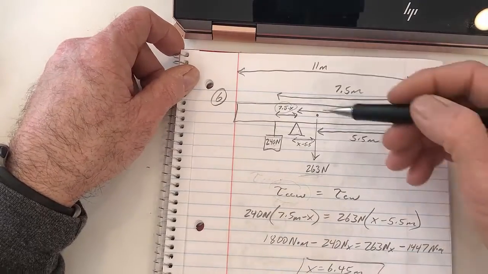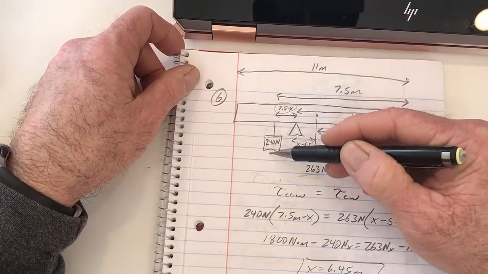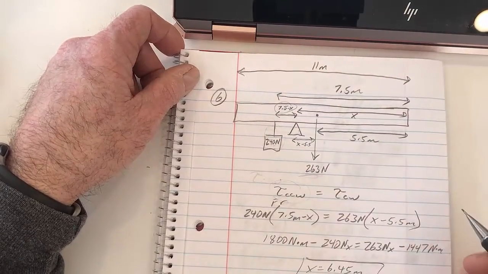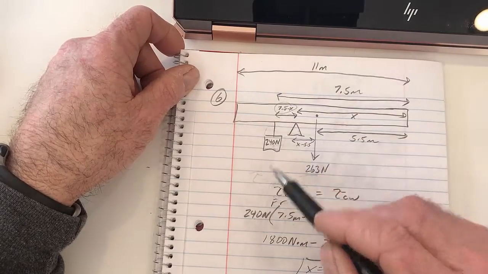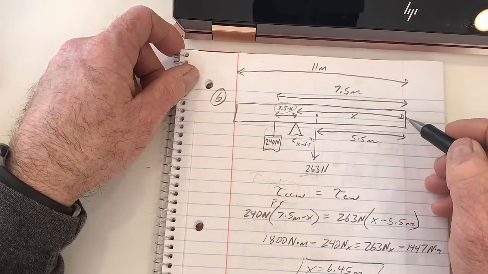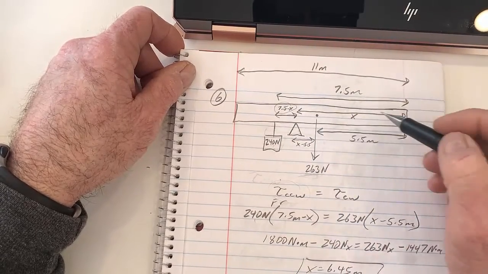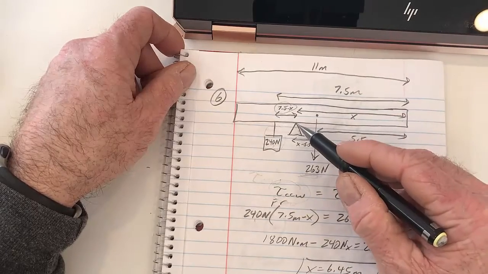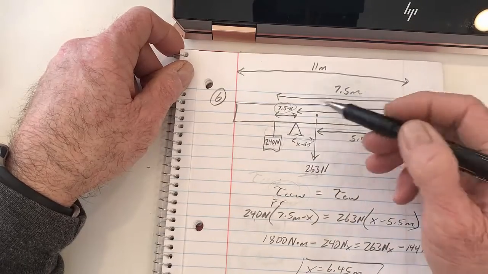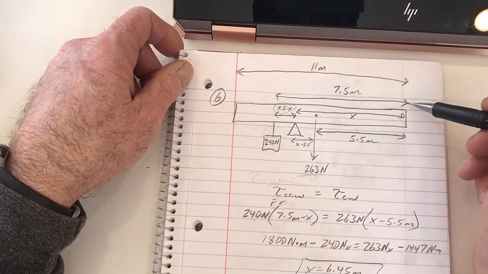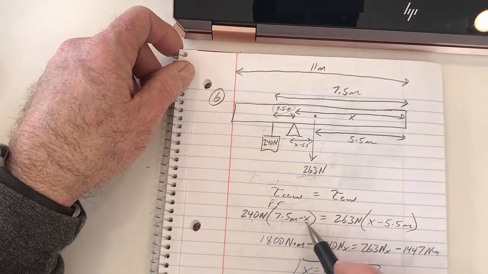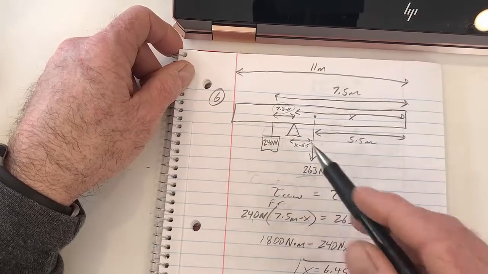So the counterclockwise torque, if the fulcrum is here, is going to be caused by this weight. So that's the force. Torque is force times radius. And the force is 240 newtons. I need to know this distance. So I'm saying x is the distance from the fulcrum to the right end of the beam. And if that's true, then this little distance right here is 7.5 minus x, because the distance from here to the weight is 7.5 meters. So this is 7.5, this is x, this is 7.5 minus x. So there's my lever arm for the counterclockwise torque.